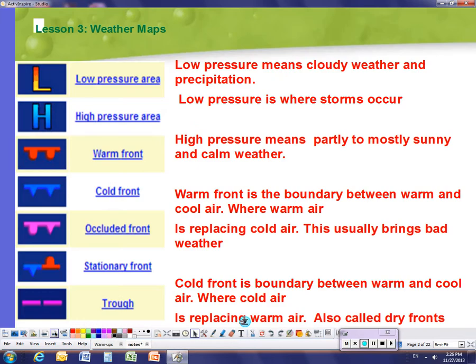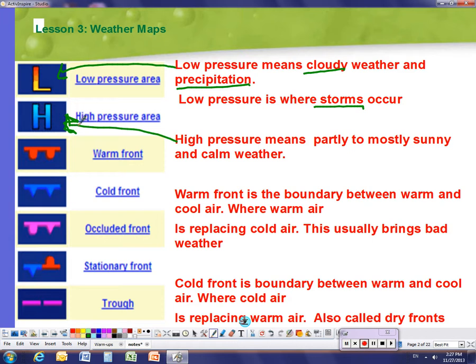All right, you want to write down the red. So this is some vocab stuff that we're just going over right now. You have low pressure, which means that it's going to be targeted by the L. It's cloudy weather and precipitation. This is where storms occur. So cloudy, precipitation, and storms. High pressure is going to be the H on a weather map.